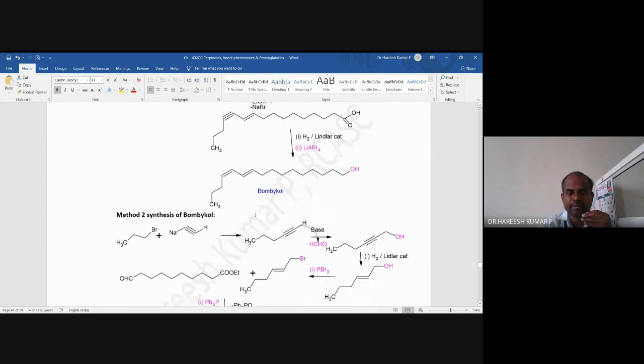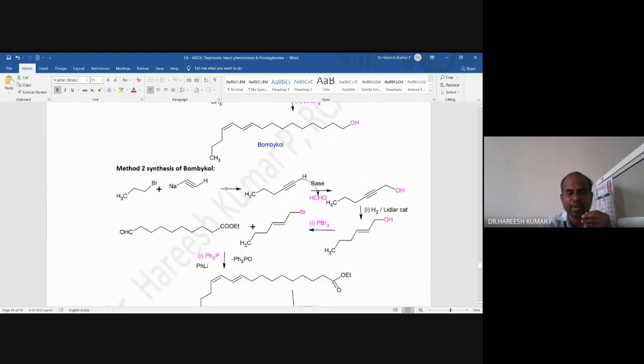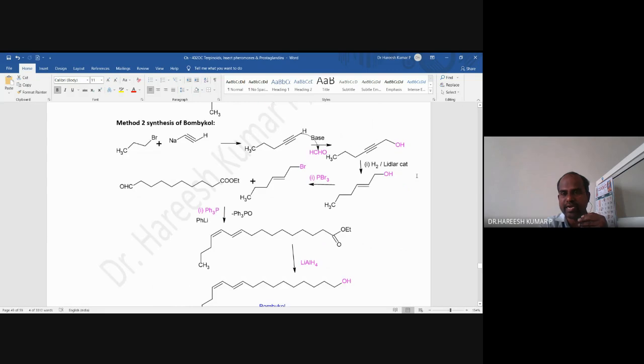And let's look into the second method of synthesis of Bombykol. Up to this point, the reaction of acetylene with propyl bromide is the same, obtaining a triple bond containing compound, and the treatment with formaldehyde is also the same. But instead of going for the halide, at the alcohol stage itself the triple bond is converted into a double bond by using Lindlar catalyst. After the triple bond is reduced to a double bond, this hydroxy group is converted into bromide by treating with phosphorus tribromide.